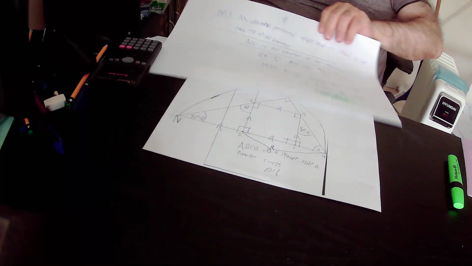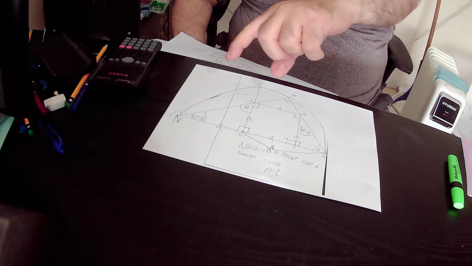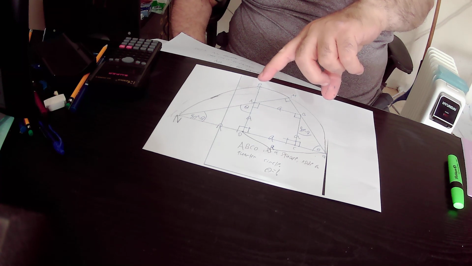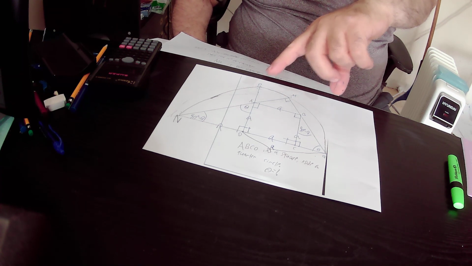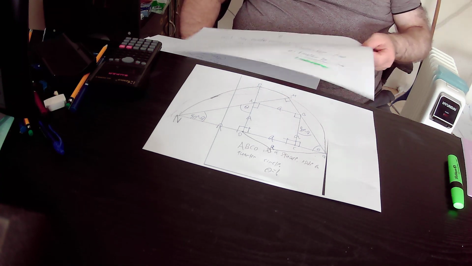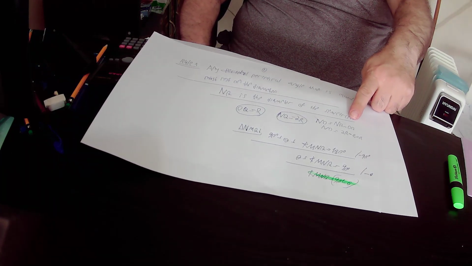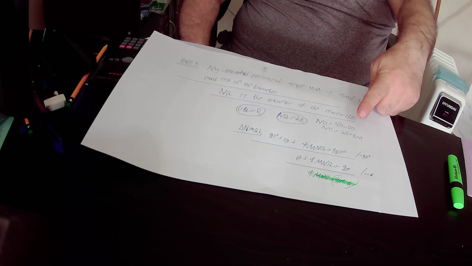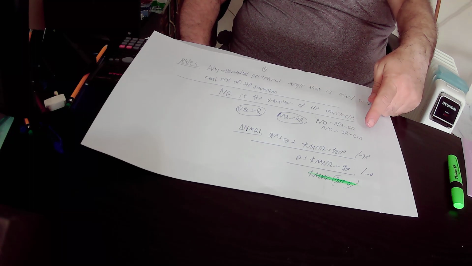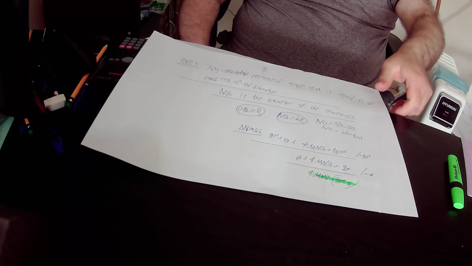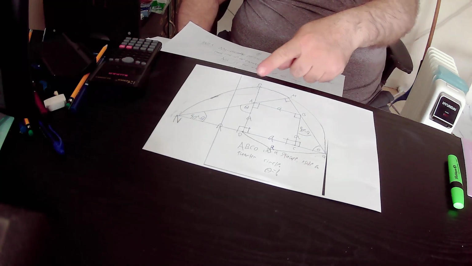And what is the value of ON? ON equals NQ minus QO. NQ equals 2R and QO equals R. So 2R minus R equals R. So we found out that ON equals R.